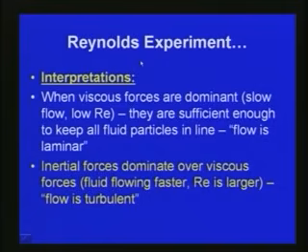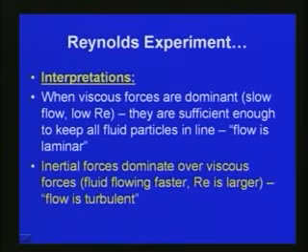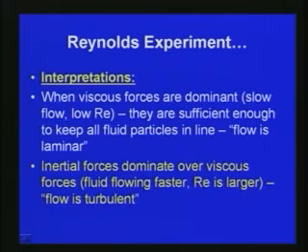Now, with respect to the Reynolds experiments which we have seen, we can put forward certain interpretations. The first is when viscous forces are dominant. The Reynolds number is the ratio of inertial force to viscous force. When the viscous forces are dominant, the flow is slow or the Reynolds number is low, and the viscous forces are sufficient to keep all fluid particles in line, so the flow is laminar. Even if there is any tendency for disturbances, for this kind of flow, where the velocity is small and the Reynolds number is low, the disturbance will be dampened, because the viscous forces are dominant and the flow is laminar.